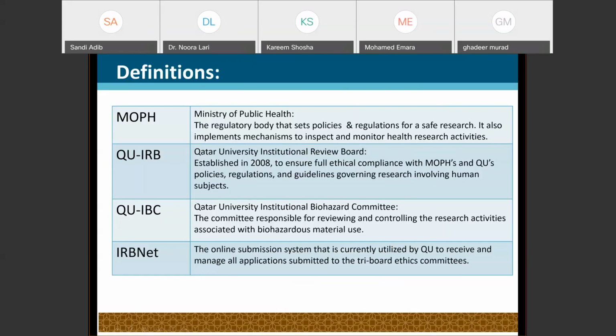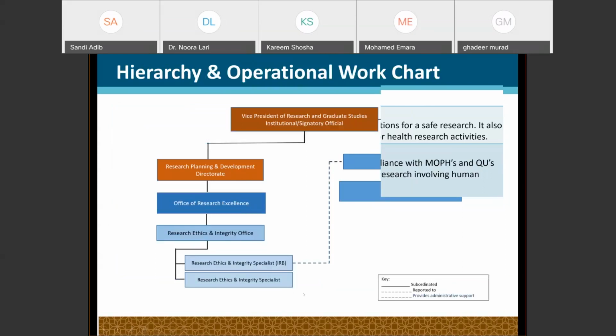QU-IRB is the Qatar University Institutional Review Board. It was first established in 2008 to ensure full ethical compliance with MOPH and QU policies, regulations, and guidelines governing research involving human subjects. QU-IBC is the Qatar University Institutional Biohazard Committee. The committee is responsible for reviewing and controlling the research activities associated with biohazardous material use. IRBNet is our new online submission system that is currently used by QU to receive and manage all applications submitted to the Tri-Board Ethics Committees.